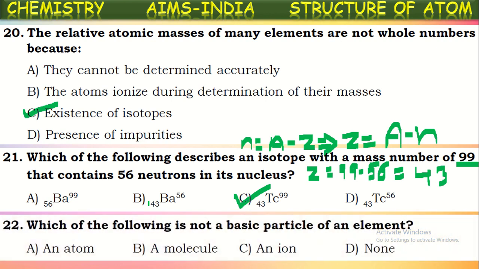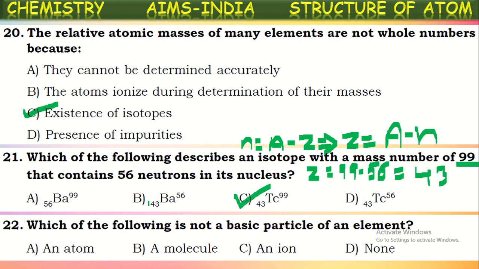Next, which of the following is not a basic particle of an element? So what are the basic particles generally for an element? First, there will be basic particles, atoms, because atoms are the fundamental particles which represent all the characteristics of an element. Even certain elements exist in the form of molecules also. So an atom and a molecule, both are the basic particles of an element.